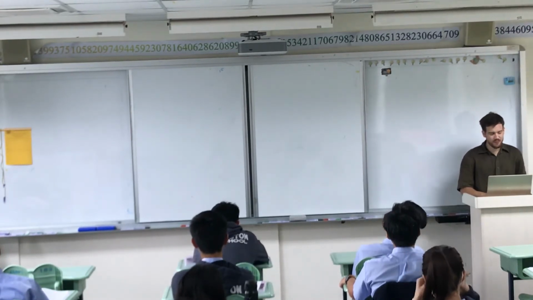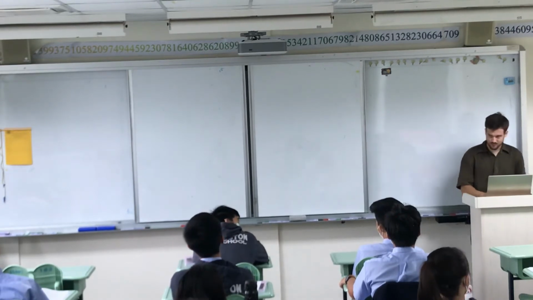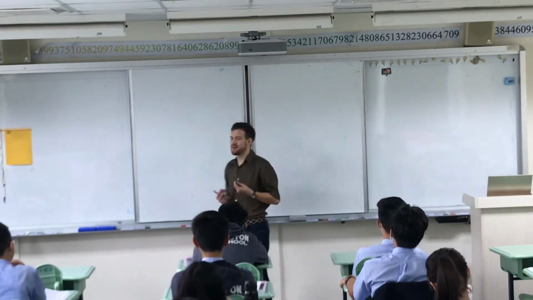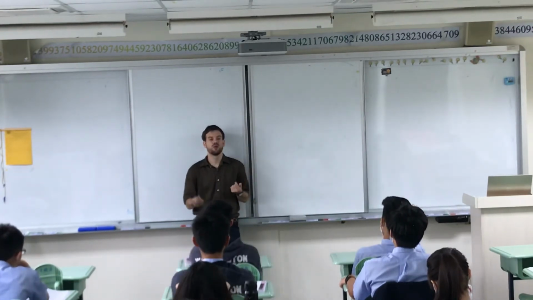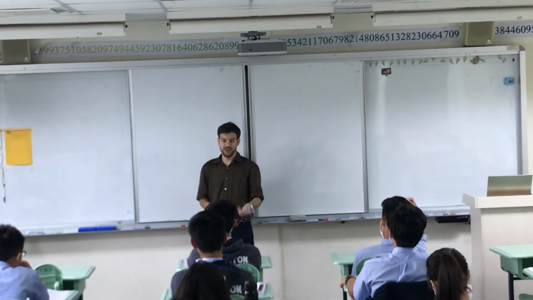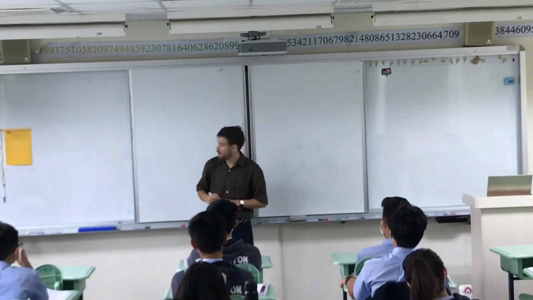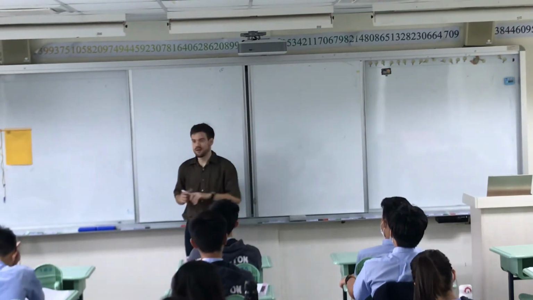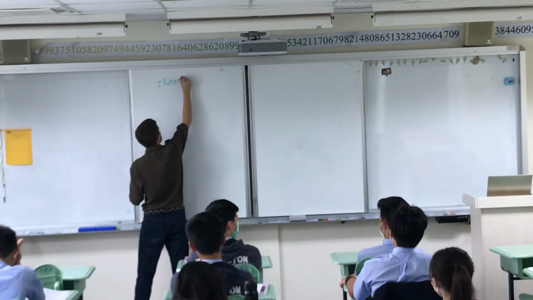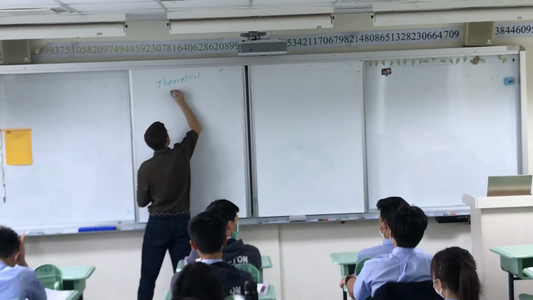Okay, so let me give an example. I like to think about it as rolling dice. In theory, if I roll one die 600 times... No, actually, we shouldn't do this. So, what is the theoretical probability? Theoretical probability.